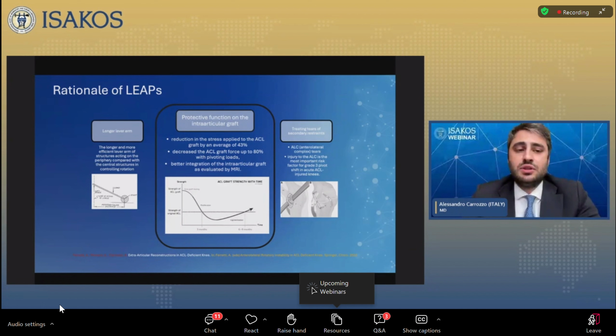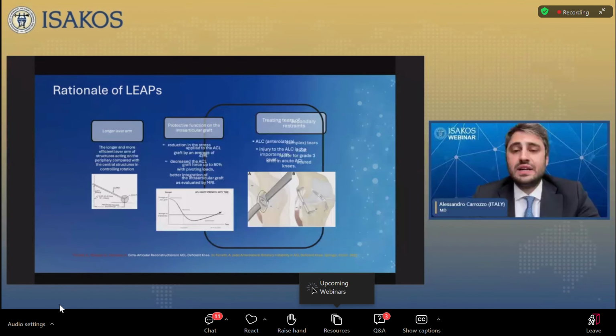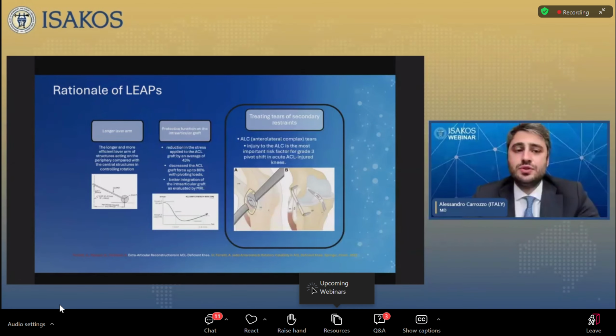The addition of a lateral extraarticular procedure results in better ACL graft healing and integration as assessed at MRI in both adult and pediatric patients. The third factor is that lateral extraarticular procedures are also intended to treat tears of secondary restraints whose injuries result in increased rotational instability and pivot shift.